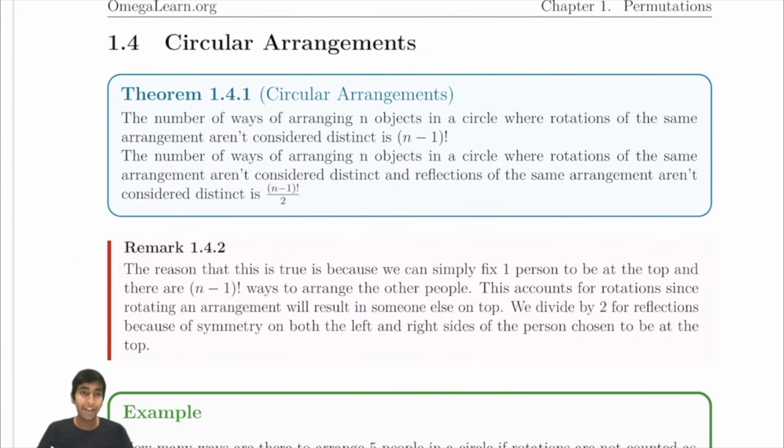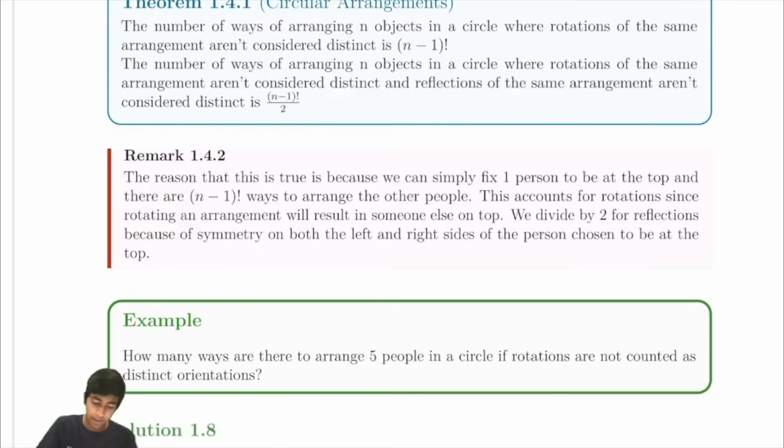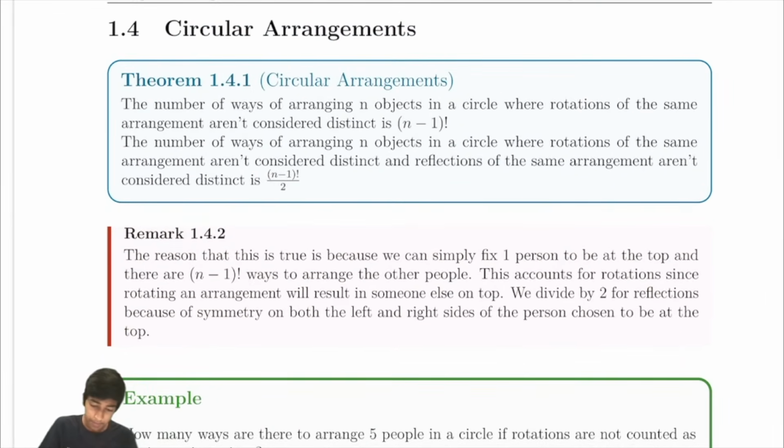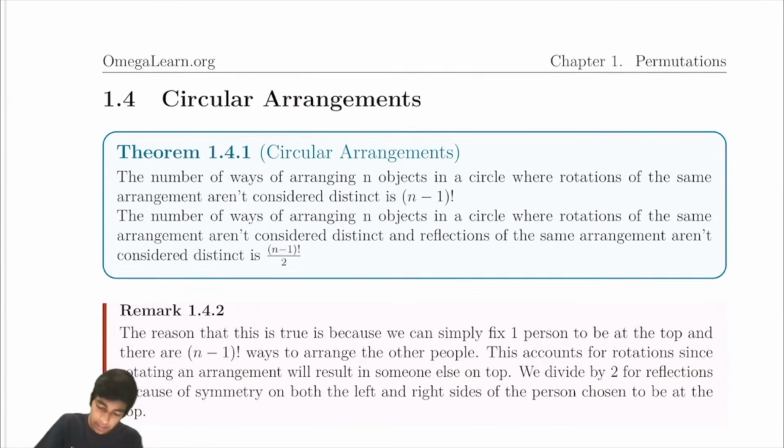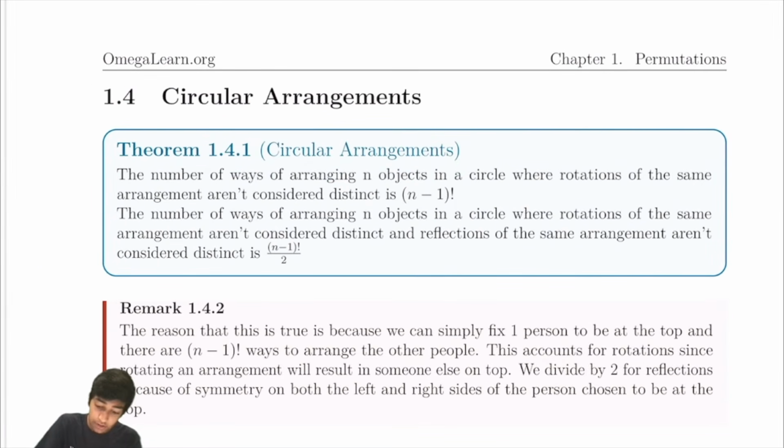Okay, now we're moving on to circular arrangements. So far you've been arranging objects in a line, right? We can have n factorial ways to arrange n objects in a line. But what if it was a circle? Then it turns out it's going to be n minus 1 factorial. Why? Well, take a look here. If rotations don't matter, it's going to be n minus 1 factorial.